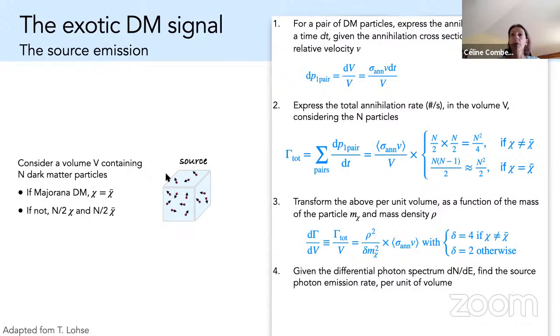So very well, now we have a rate of annihilation in this volume, per unit volume. Now to actually find the photon emission rate of this source, I need to multiply this number of annihilations by the number of photons per unit energy that I am producing for each annihilation. So this is your photon spectrum, and this is the total source photon emission rate.